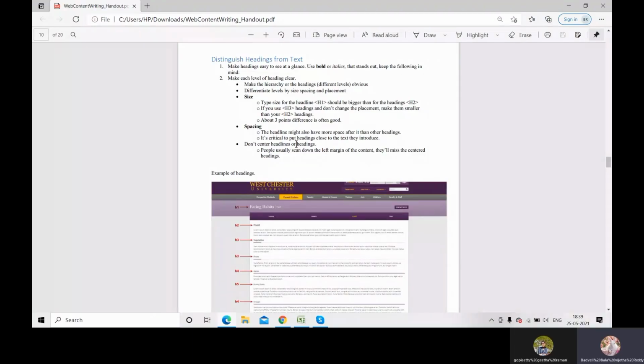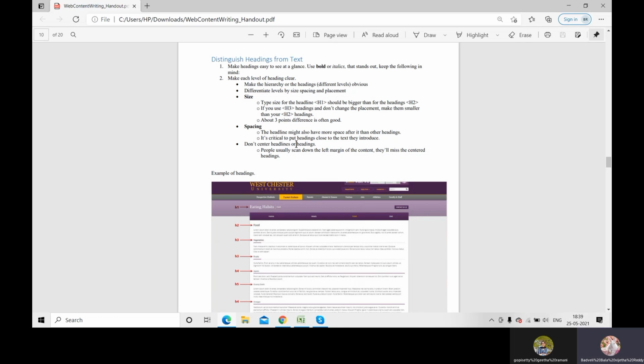The topic is distinguishing headings from text, making headings easy to see at a glance. Use bold or italics that stand out. Keep the following in mind. Make each level of headings clear. Make the hierarchy of the headings obvious. Differentiate levels by size, spacing, and placement.